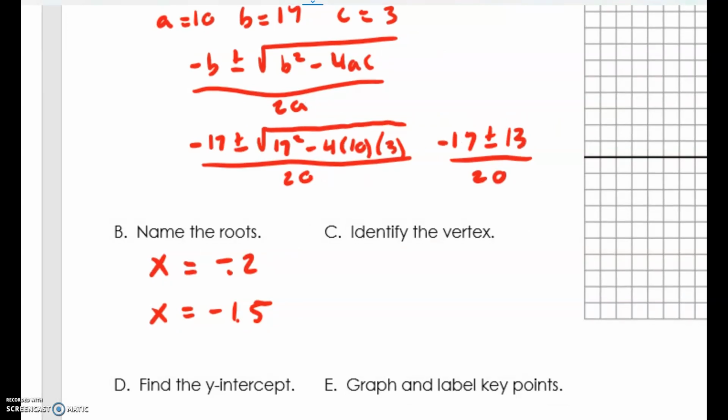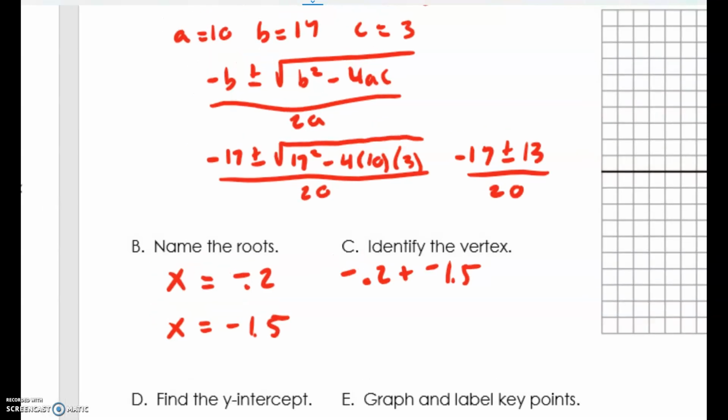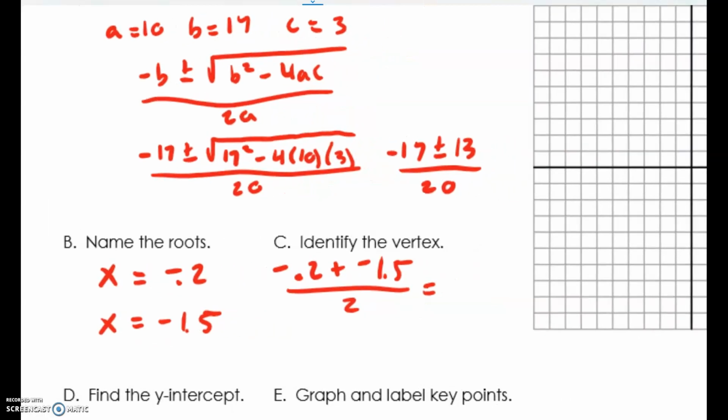Alright, those two numbers are going to be hard to find the middle of, so I'm just going to average those two numbers. If I do negative 0.2 plus negative 1.5, and if I divide that by 2, that's going to be the middle. It's the average of those two numbers. Negative 0.2 plus negative 1.5 is negative 1.7. If I divide that by 2, it's negative 0.85. So that's going to be where the vertex is located.